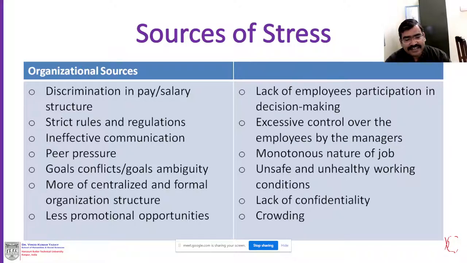Goal conflicts and goal ambiguity may be another factor causing stress. If you are not clear about your goals or there is a goal conflict, your immediate boss says something and your top boss says something. So if there is a conflict, it will create tension in your mind. You will not be able to understand what to do.